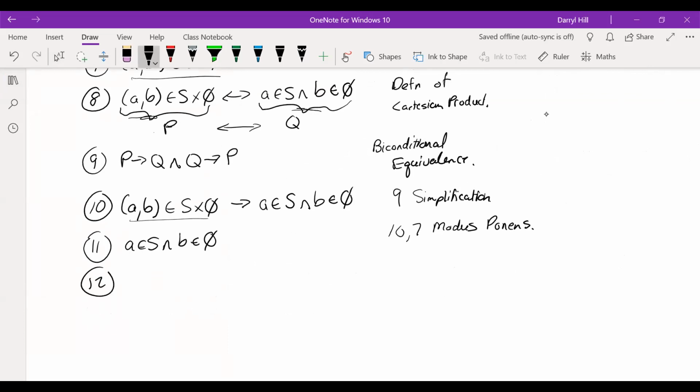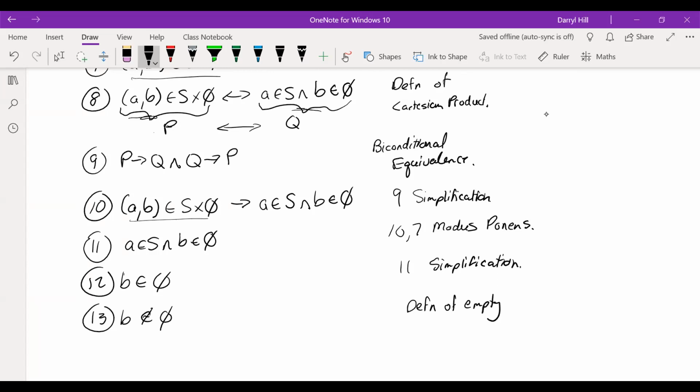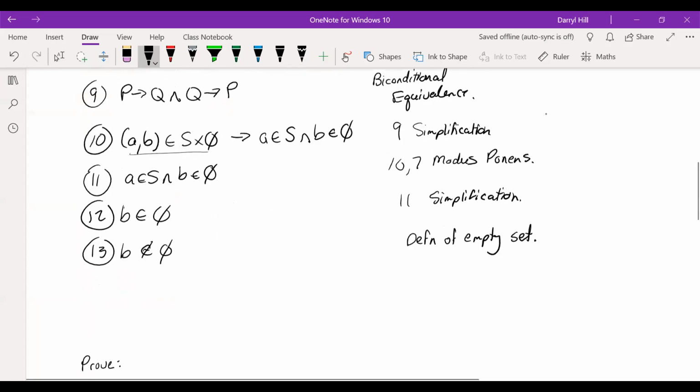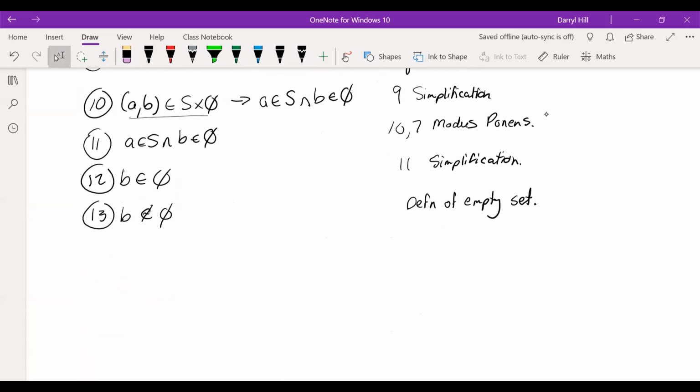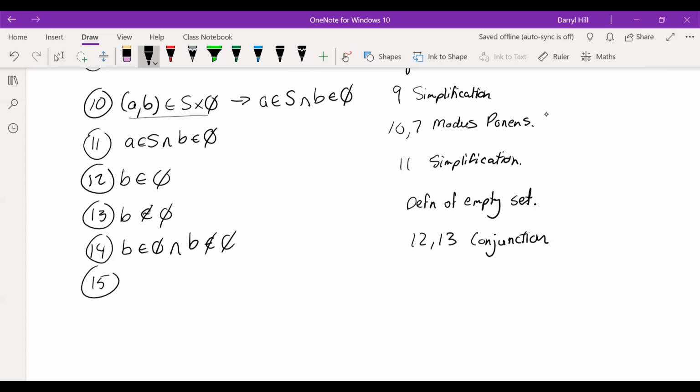Okay, and then we can again do simplification. So B is an element of the empty set. So that's 11 and simplification. However, by the definition of the empty set, B is not a member. So then we can combine these. B is a member of the empty set and B is not a member of the empty set, which is 12, 13 conjunction. And that's false.